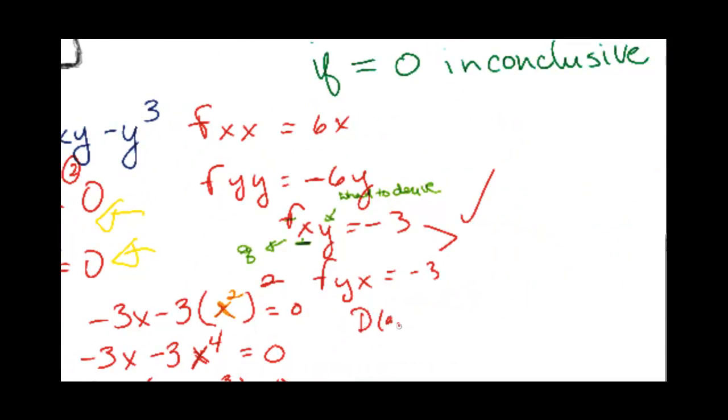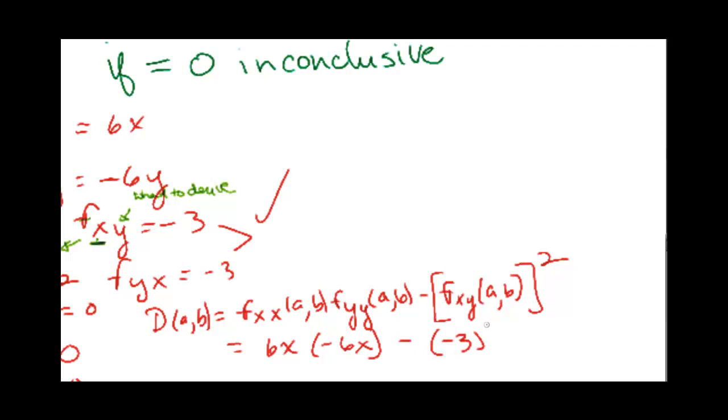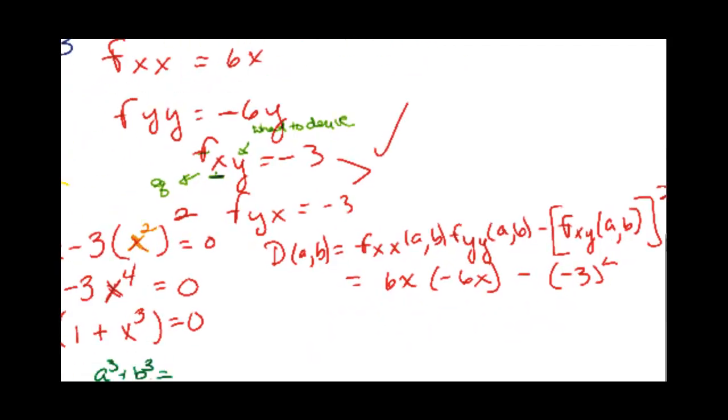D of AB would equal f of x, AB, f of y, AB, minus f of x, y, or yx, it doesn't matter, they're the same value, squared. So we have 6x, -6x, and then a -3 squared. There's your general D formula. Let's clean it up a little bit. It's going to be a -36.